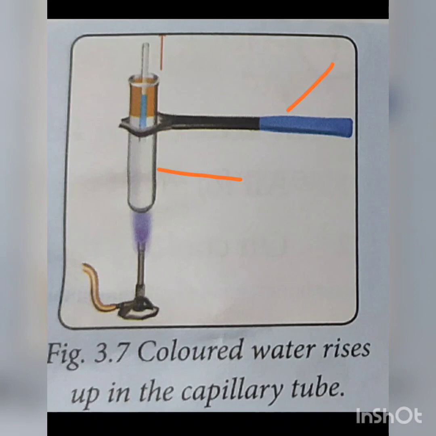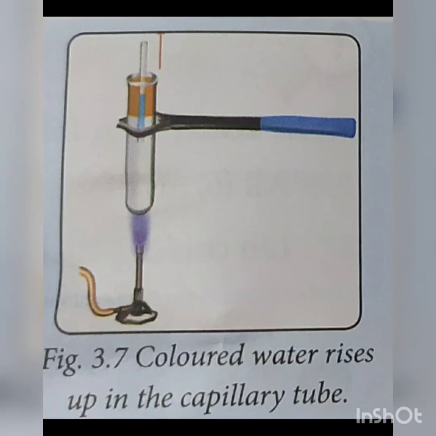holder, a capillary tube, a single holed rubber cork, colored water and a burner. We take an empty test tube and close its mouth with a single holed rubber cork. Take a capillary tube in which small amount of colored water is trapped. We observe the level of colored water in it. Now we insert the capillary tube in the test tube through the single holed rubber cork.